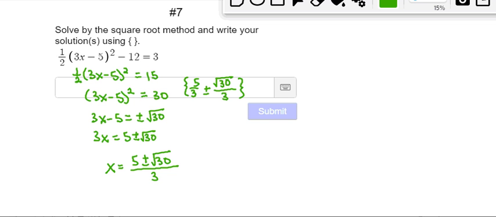Notice I am leaving my answer like this. Yes, 3 does divide into 30, but we're talking about the square root of 30. So there's no further mathematical simplifying we can do right there.